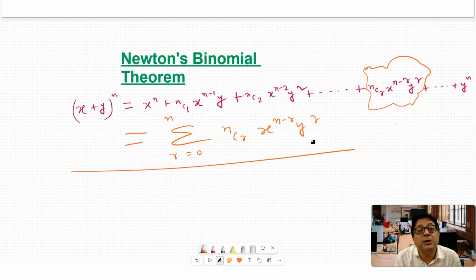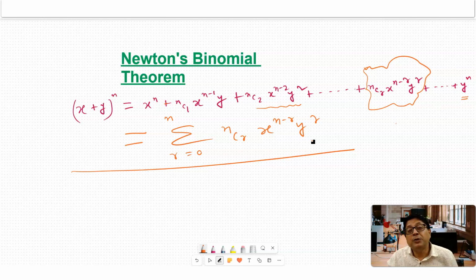Put r equal to 0, what do you get? x to the power n, y to the power 0. It is the first term indeed. If you put r equal to 1, it will be nC1 x to the power n minus 1, y to the power 1. Put r equal to 2, it will be nC2 x to the power n minus 2, y to the power 2. And for the last one, r is equal to n. nCn is 1, x to the power 0 is 1, y to the power n. This is the final term.